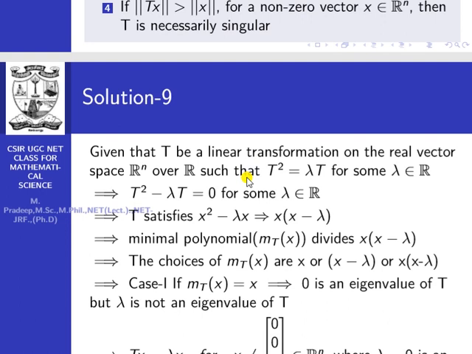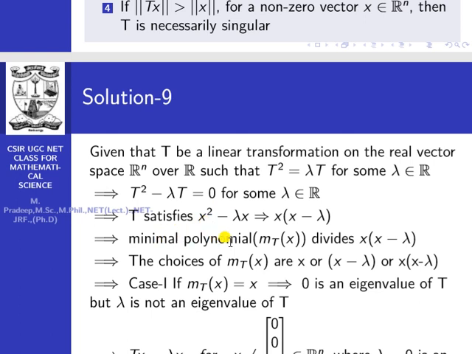What is given here is that T is a linear transformation on a real vector space R power n over R, with T square equal to lambda T for some lambda belongs to R. It's a very important point. What does T square equal to lambda T mean? T square minus lambda T equals 0. That means T satisfies the polynomial x square minus lambda x, which is x into x minus lambda.